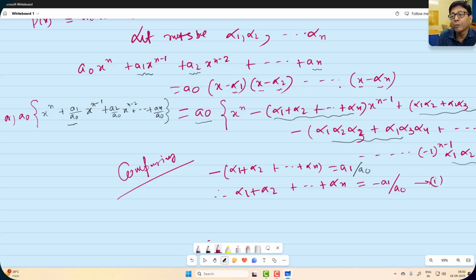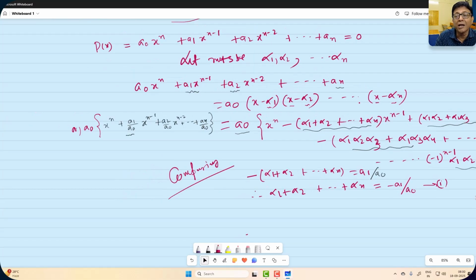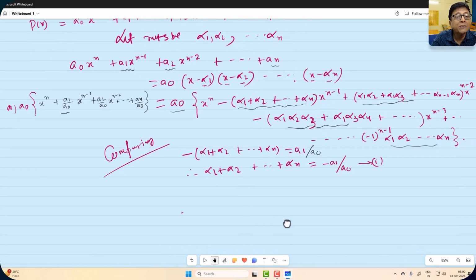Similarly, if you take product of roots 2 at a time and then compare the coefficient of x to the power n minus 2, then alpha 1, alpha 2, alpha 2, alpha 3, this is all the product of the roots being taken 2 at a time. This is going to be a2 by a0.